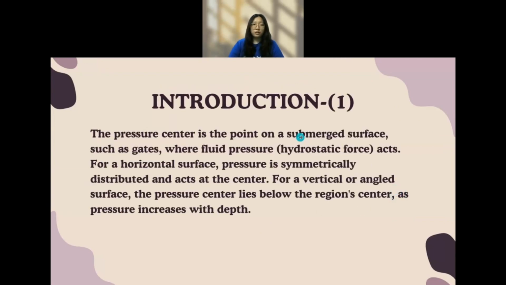So for introduction, the pressure center is the point on the submerged surface, such as the gates, where the resultant pressure, which is hydrostatic force, acts. For horizontal surface, pressure is symmetrically distributed and acts at the center. For vertical or angled surface, the pressure center lies below the centroid as the pressure increases with depth.